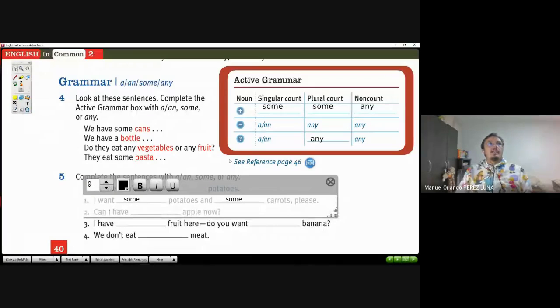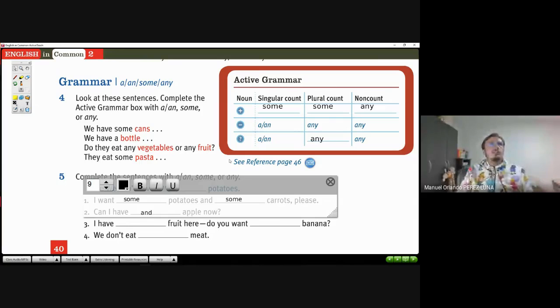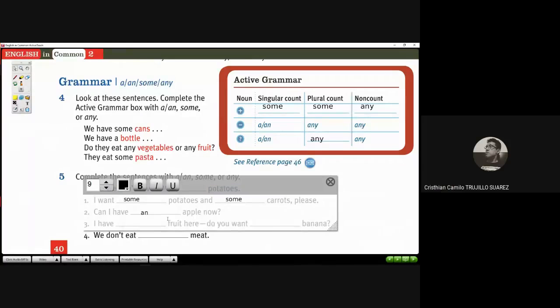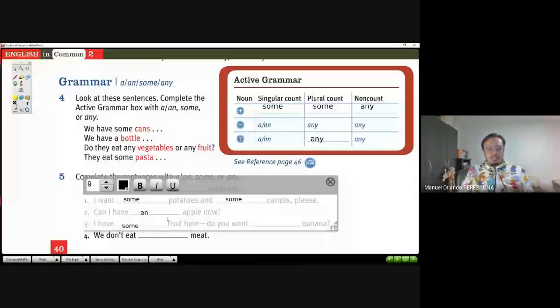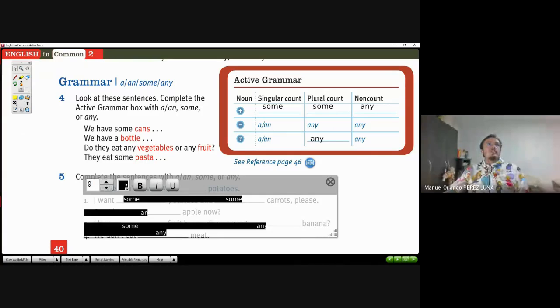Okay, perfect. Can I have an apple now? An. Yes. Sorry. Can I have an apple now? Perfect. Number 3. I have some fruit here. Some. Perfect. Do you want any banana? We don't eat any, because that is negative, okay? Any. So, perfect. Very good. This is super easy, okay?